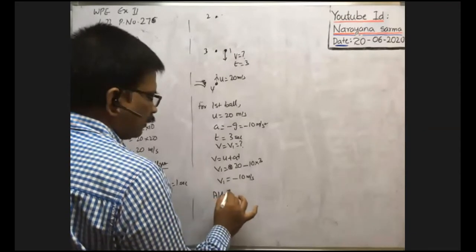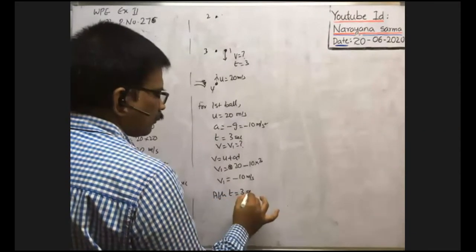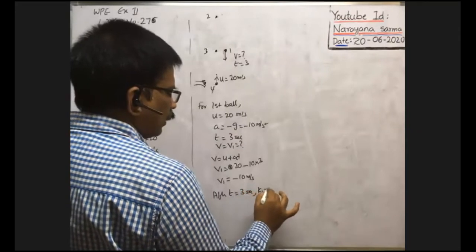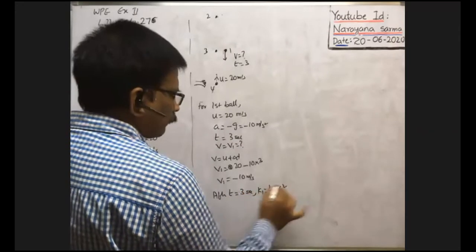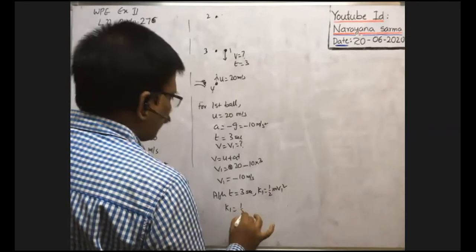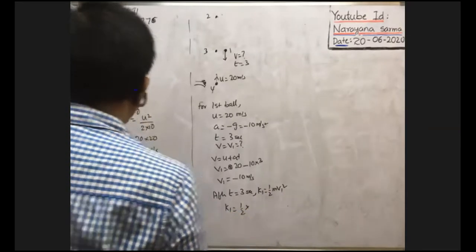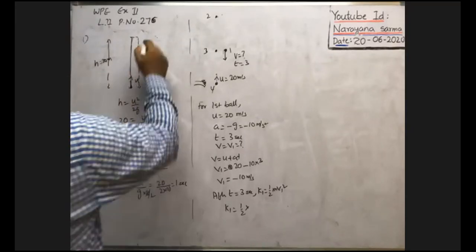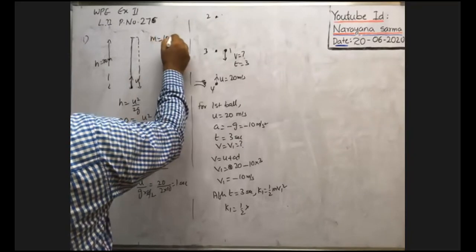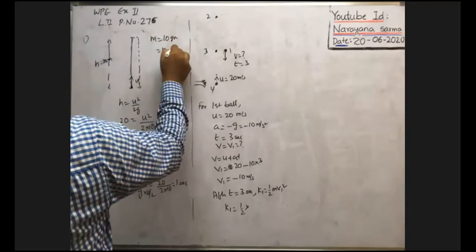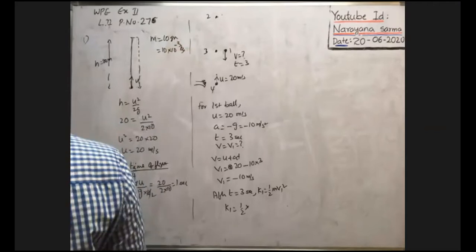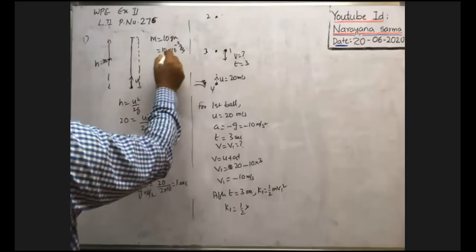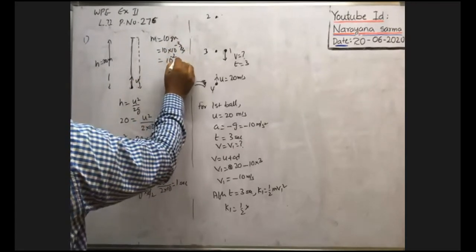After t equals 3 seconds, the kinetic energy of the first ball is equal to half m v1 square. So kinetic energy is half into the mass of the body. Mass of each ball is 10 gram, given. That is 10 into 10 to the power of minus 3 kilogram, because the answer is given in joule. That's why in the SI system we have to substitute. So 10 to the power of minus 2 kg.